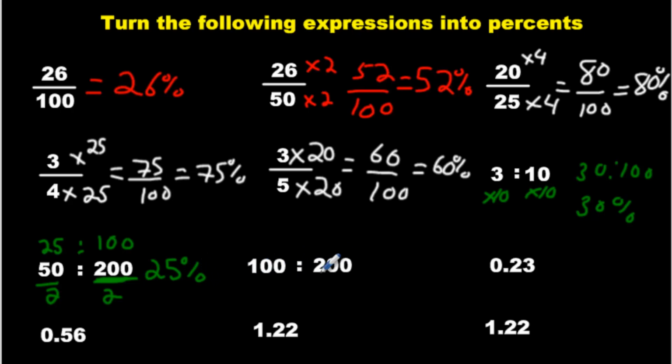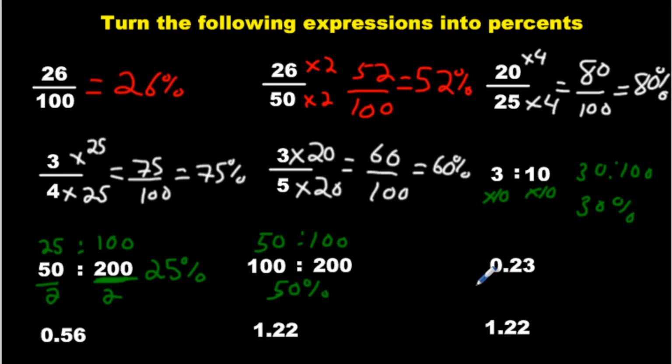And then we've got this one here, 100 out of 200. That's going to break down to 50 out of 100. How did I do that? Divide by 2, yeah, both of them. And that's going to be 50%. Plus, you look at it, 100 is half of 200, so it's 50%.